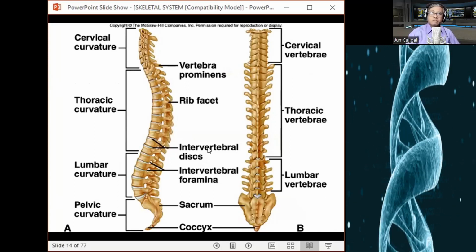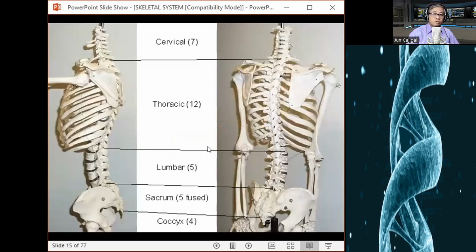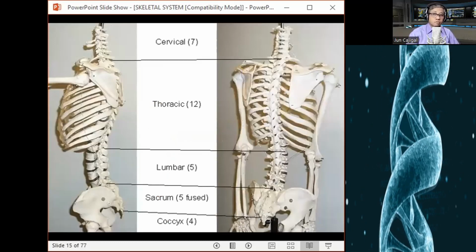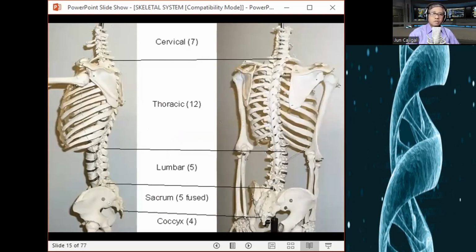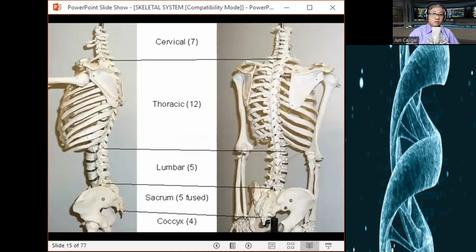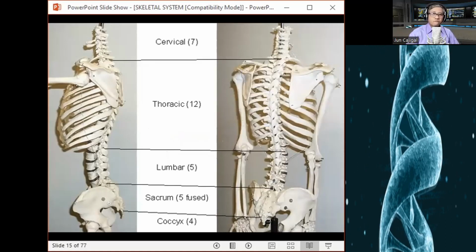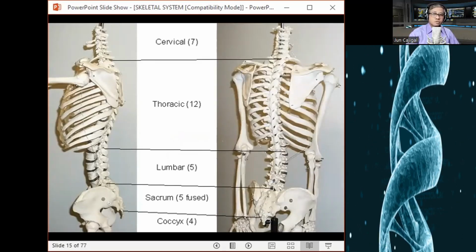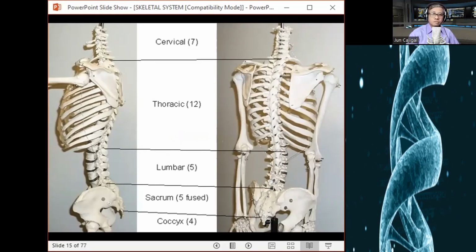Now, the cervical vertebrae is composed of 7 bones. The thoracic vertebrae is composed of 12 bones. And we have the lumbar vertebrae, which is composed of 5 bones. Plus, we have the sacrum, composed of 5 fused bones. And the coccyx, which is composed of 4 fused bones.